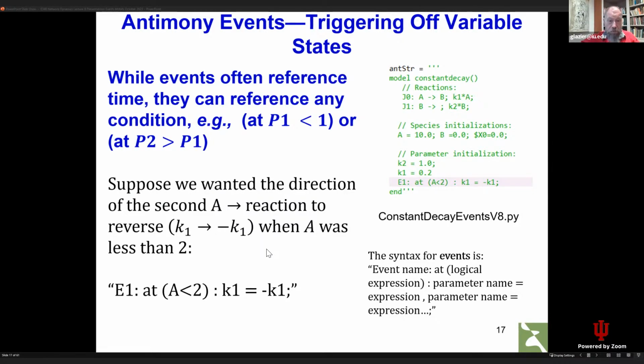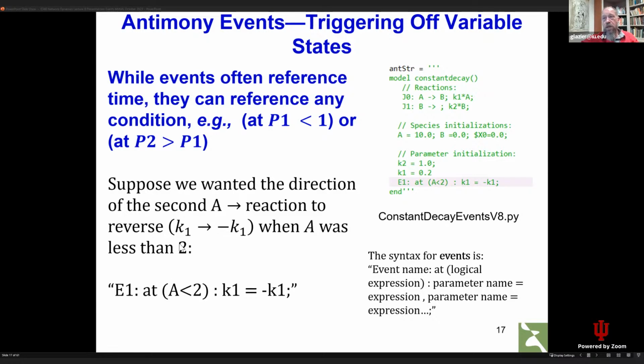but any logical operation is allowed in an argument for an event. And so you could trigger off the value of a species. And of course, this happens. Something differentiates when the concentration of a growth factor goes above a threshold. A cell dies when the concentration of a toxin goes above or below some amount. And so you can trigger off of a variable as well as off of time.